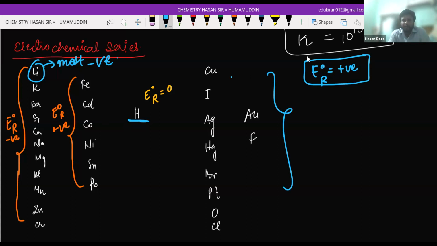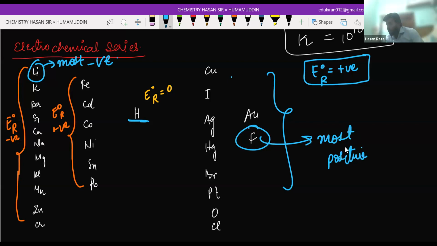So please do write it. Lithium most negative, fluorine most positive. And you know that fluorine is the most oxidizing agent. That means anything with a high or greater E naught R value will have the most oxidizing power. Are you getting my point? Yes, sir. So in this way, you can easily decide which one will have more oxidizing power and less oxidizing power. Lithium is the most reducing agent, since it has the highest negative value. So E naught R value decreases, reducing power increases. Or E naught R value increases, oxidizing power increases. Got it? Please do write it.